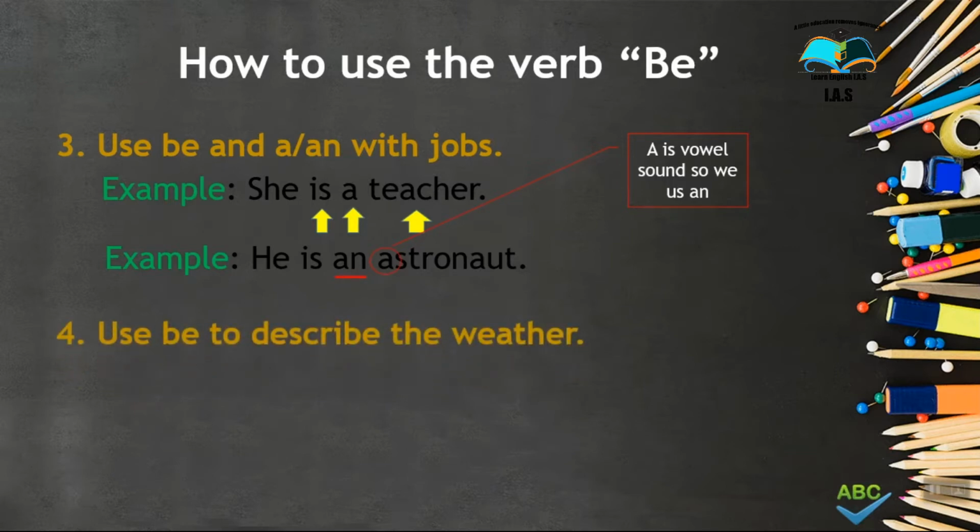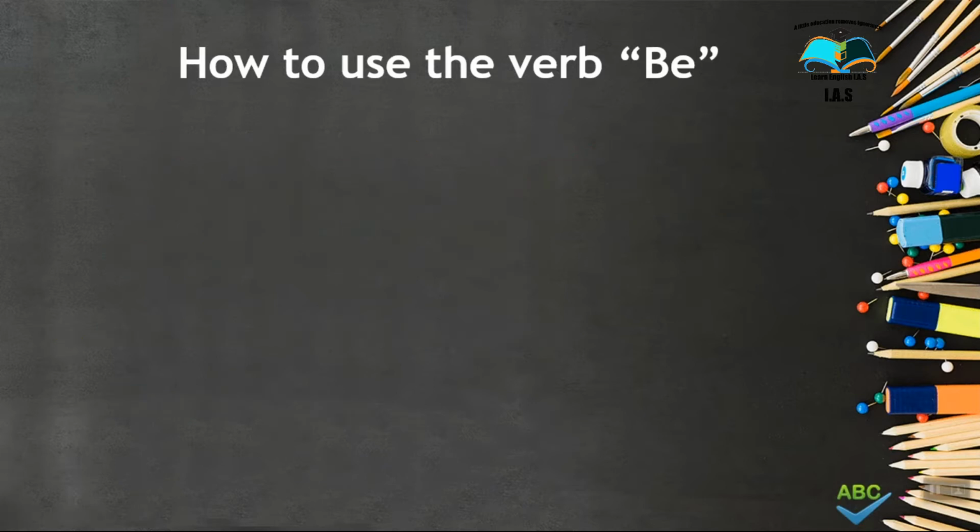We use be to describe the weather. For example, it's cold here. As you know, the word cold describes the weather, and I'm using to be with cold to describe the weather, and is followed by the word cold.